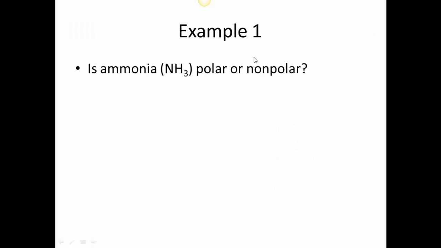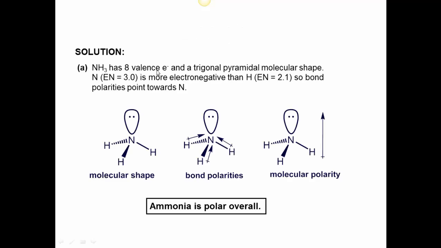Okay, so let's do an example. Is ammonia or NH3 polar or nonpolar? So this is what the molecular shape for ammonia looks like. This is a tetrahedral electron arrangement or a trigonal pyramidal shape, and the bond polarities look like this. So nitrogen is more electronegative than hydrogen. So overall we have a dipole moment pointing up. So ammonia is polar overall.